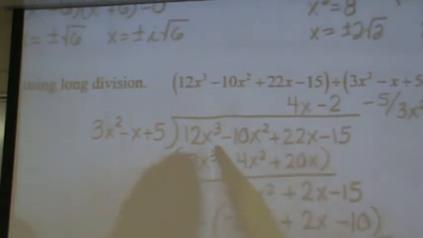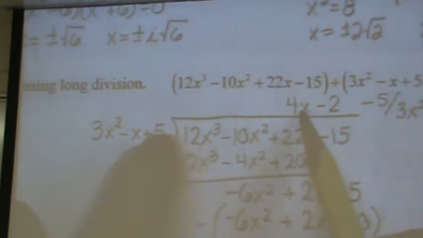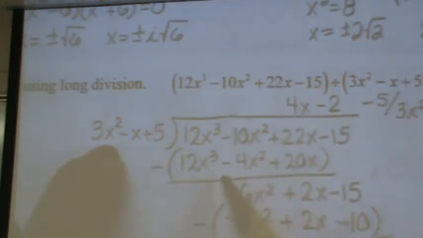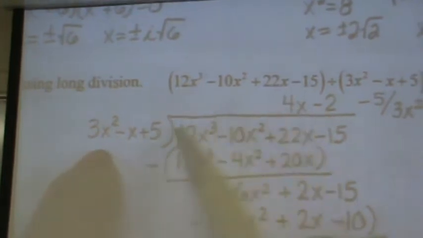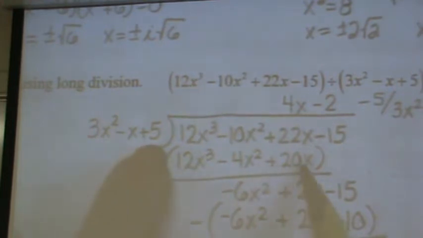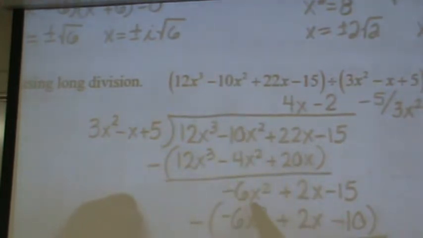So now you want to get rid of 12x cubed. So 4x times 3x squared is 12x cubed. So when you subtract, you'll get rid of that. So you just keep multiplying. You have to distribute 4x times all 3 of these. Subtract, and you get negative 6x.